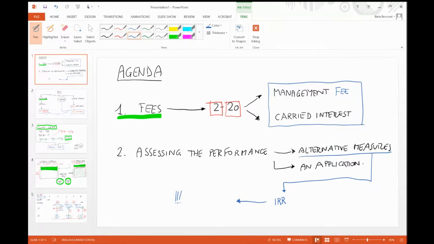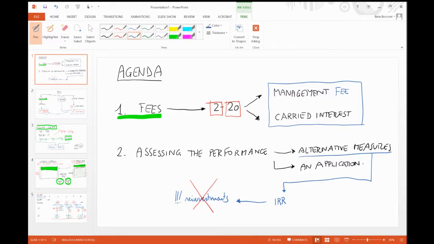IRR, I was saying, is not exactly the best measure to get the performance of private equity investments, because, as you know, the IRR makes the assumption of reinvestment of cash flows, while instead, in a vehicle, you don't reinvest anything. And so IRR is a measure that is frequently used to calculate the performance of a private equity vehicle, but is probably not the good one.